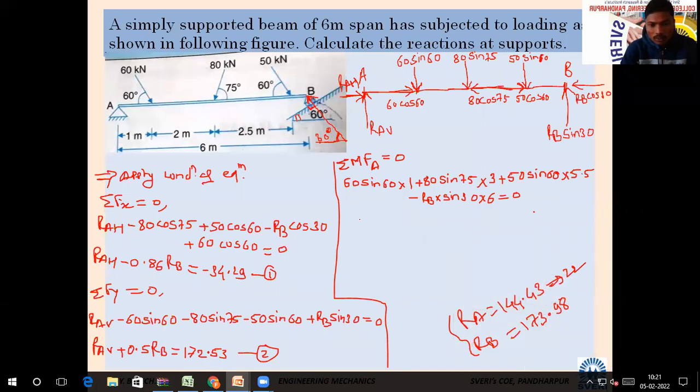So from this you will get RB. RB equal to. Are you telling the value of RB directly? Yes, sir. Okay. 173.98 kilonewton. RB: one equation, one value. There is no question. Any other? Can somebody have got some other value?